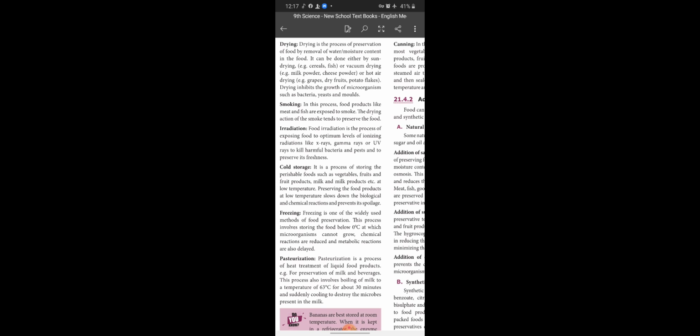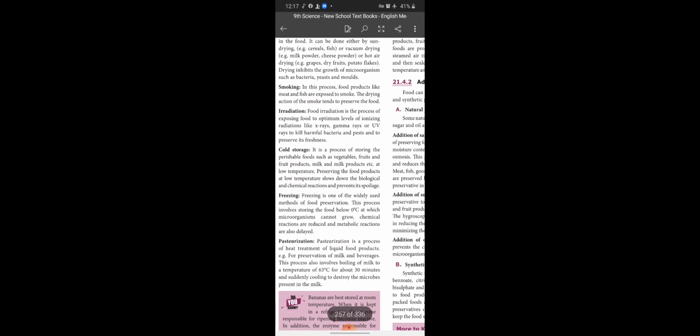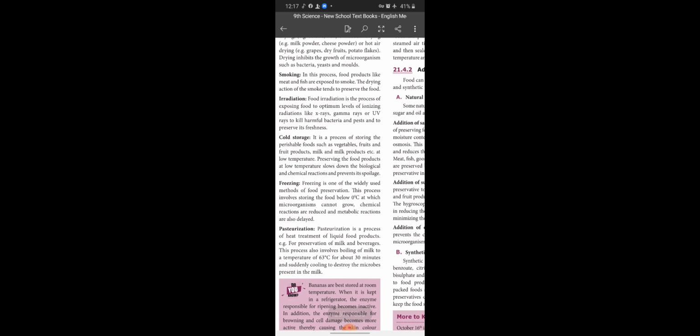of food. And freezing. Freezing is one of the widely used methods of food preservation. The process involves storing the food below 0 degrees Celsius, at which microorganisms cannot grow. Chemical reactions are reduced and metabolic reactions are also delayed.